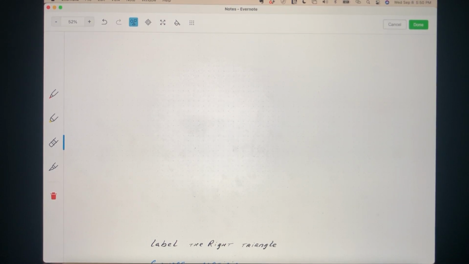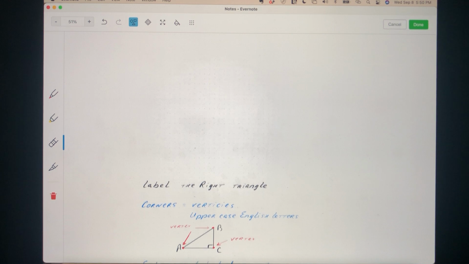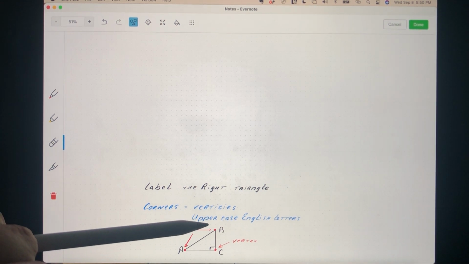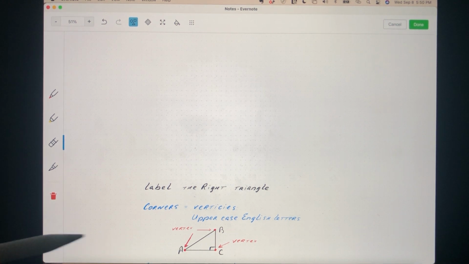Hello, in this video, let us talk about how to label the right triangle. So the right triangle has corners, and the corners are named vertices. So here is the picture of the triangle with the vertices. Each vertex is usually labeled using an uppercase English letter. So each one of these red dots is a vertex.